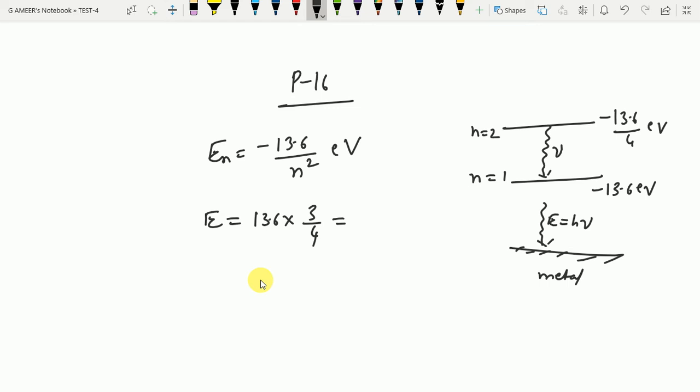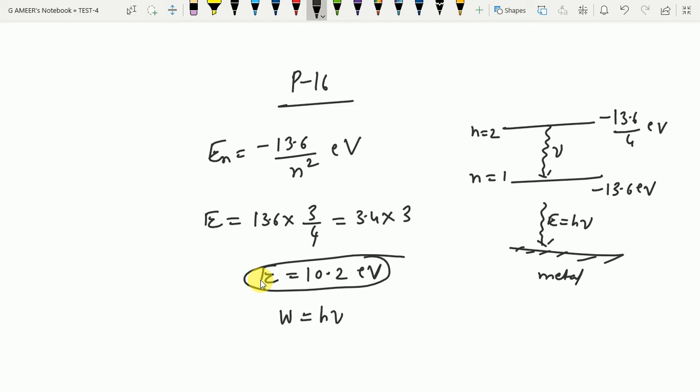So 4 3s are 12. 3.4 into 3, that means the energy will come as 10.2 electron volts. The energy which is falling will be 10.2 electron volts. So for this metal plate, the work function is given, that is stopping potential. The threshold frequency, that is h into nu, we need to calculate. But they have given the maximum kinetic energy in the form of stopping potential, that is 3.57 electron volts.